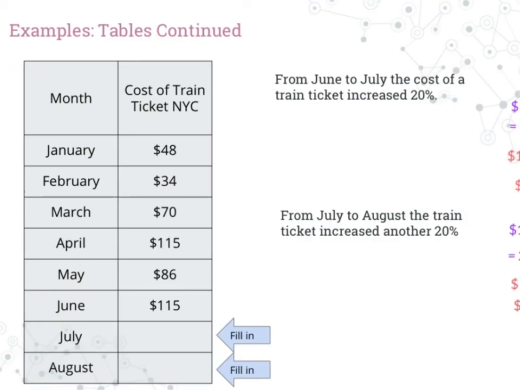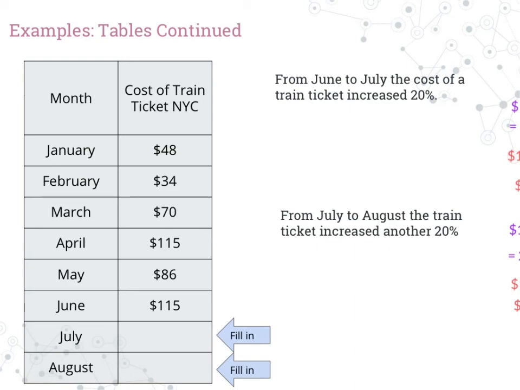So here we are at our tables, and it looks like we've got our train table again, except we've got a couple of months there that haven't been filled in, and it's asking us to fill them in. So let's take a look here. It says from June to July, the cost of the train ticket increased by 20%. So this time I don't have to find the percent of change. It told me the percent of change. The percent of change is 20%.